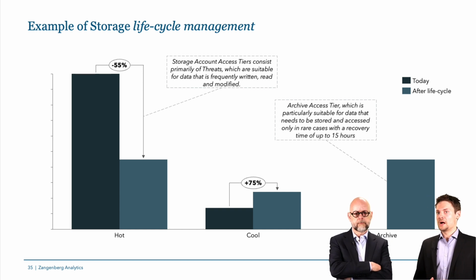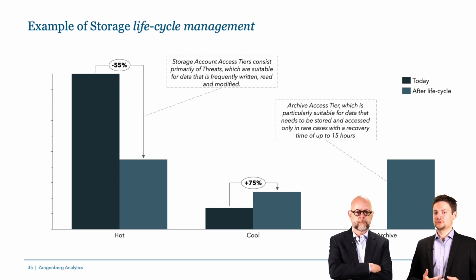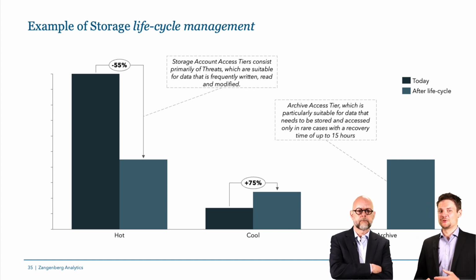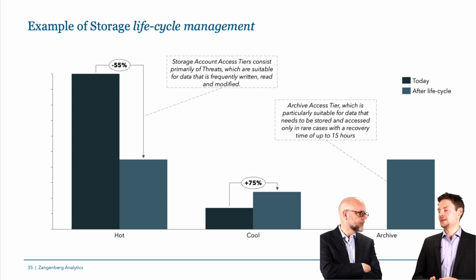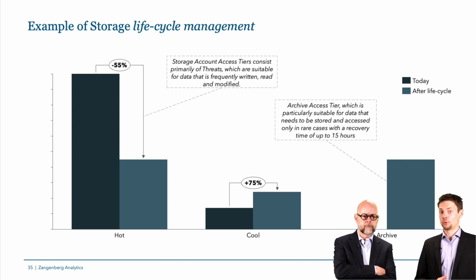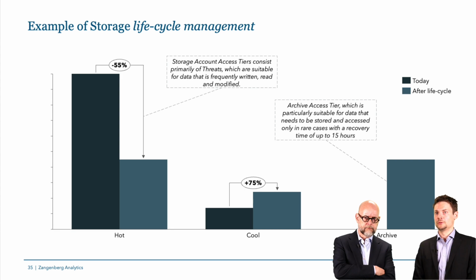And why should they archive data? Well, that is because the cost per consumed gigabyte is much lower than cool. So just having this dormant data stored as archive is a better business case. But you have to be aware that retrieving the data is even more expensive than cool, and it takes up to 15 hours to retrieve the data. So if you have critical systems, you wouldn't put them in archive, you would put them in cool. Good.